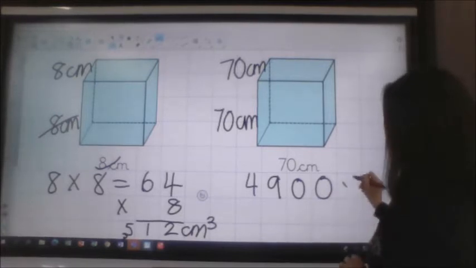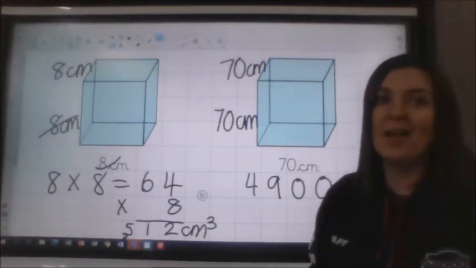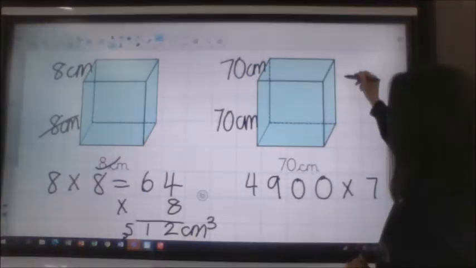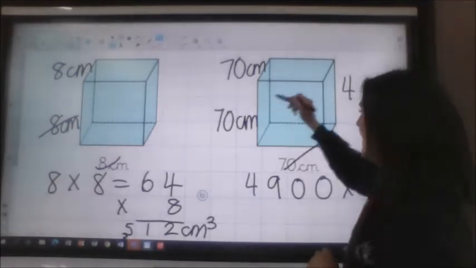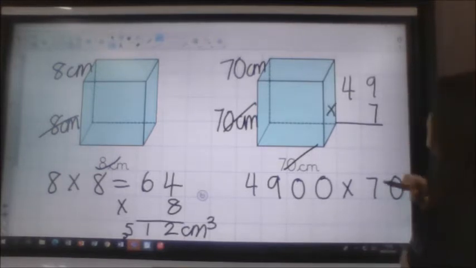But now I need to do 4,900 multiplied by 70. That's a lot of zeros, so don't forget them. So what I'm going to do, take my zeros off. I've already done that. I'm going to do 49 multiplied by 7. Okay, so 9 times 7.